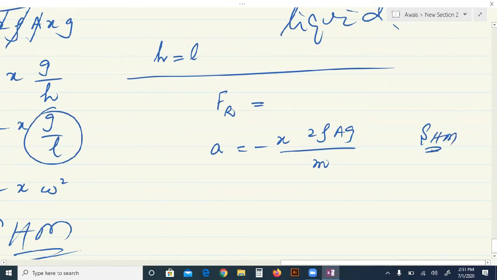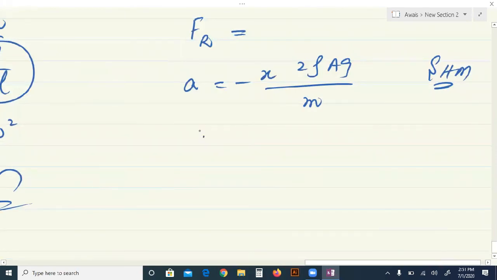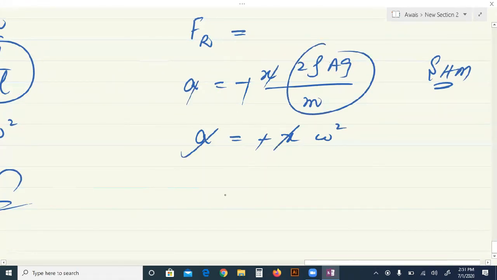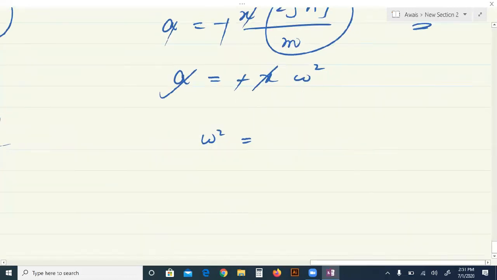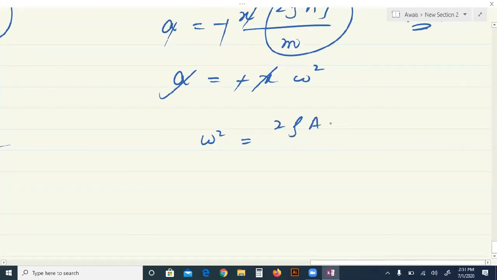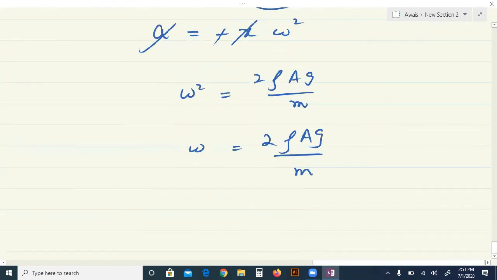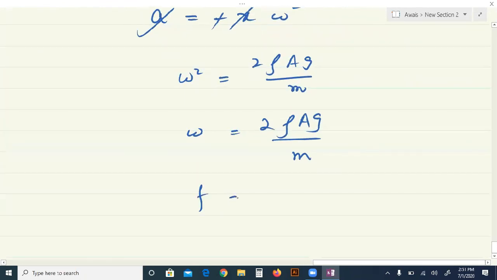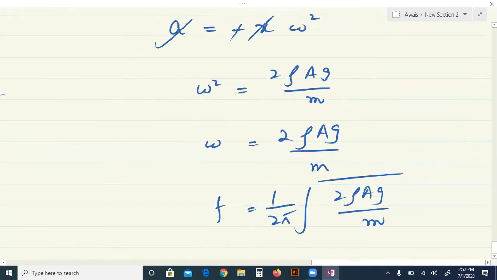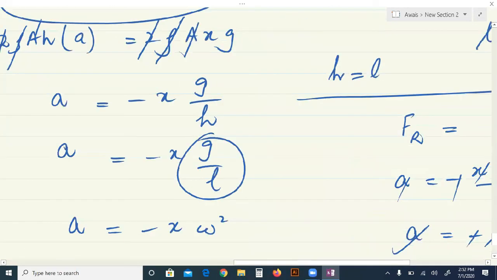Derive the expression for the frequency of the oscillation of the liquid. So we will compare this equation with this, minus compared, x compared. So this omega square is this. So we will write here omega square is equal to 2 rho A g over M. So omega is equal to the square root of 2 rho A g over M. Now frequency f will be 1 over 2 pi under root 2 rho A g over M. So this is the answer for the frequency.